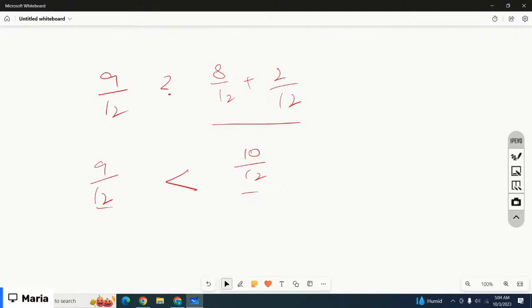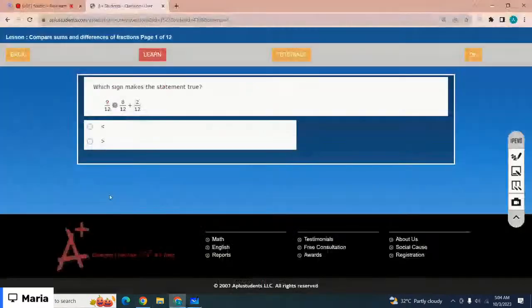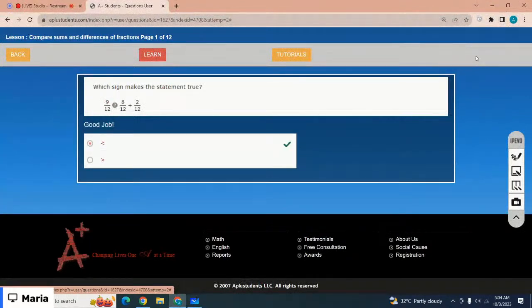When you are comparing fractions, make sure they have the same denominator. When their denominator is the same, you simply need to compare their numerators, right? If the numerator is greater, that would be the greater fraction. So 9 by 12 is less than 10 over 12, right?